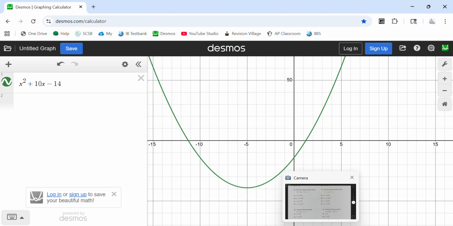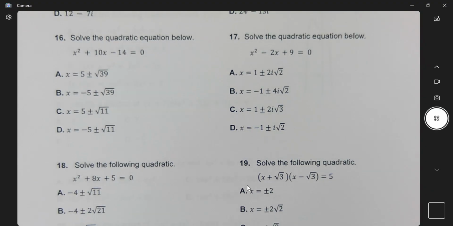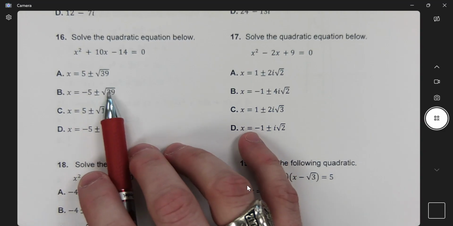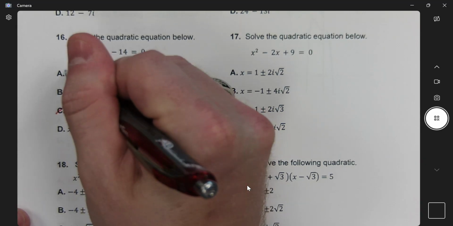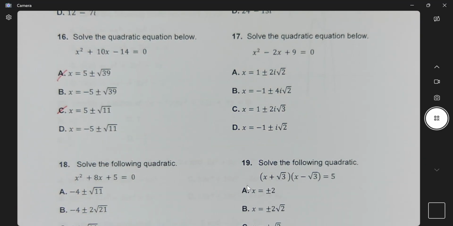So if we go back to our answer choices, there's x equals -5 with some distance, and there's x equals -5 with some distance. So A and C are now garbage. All we need to know is how far to the right and how far to the left. And don't worry about the square root so much for now.